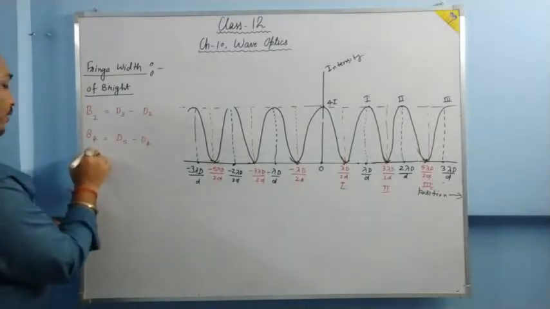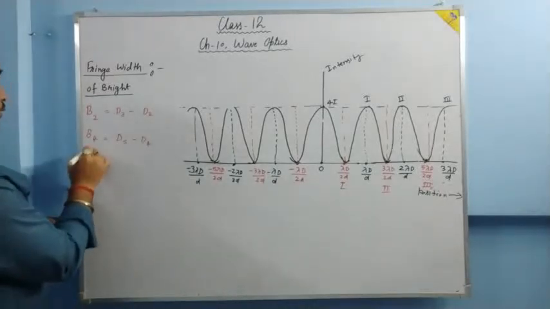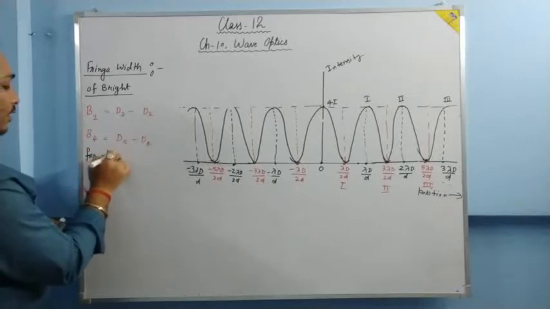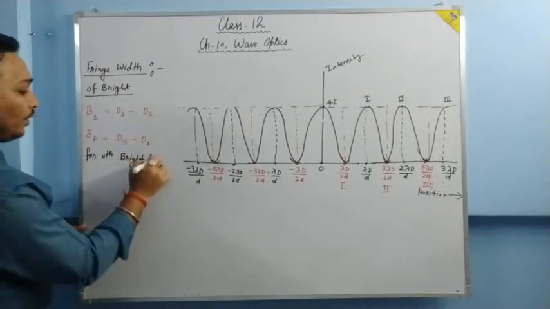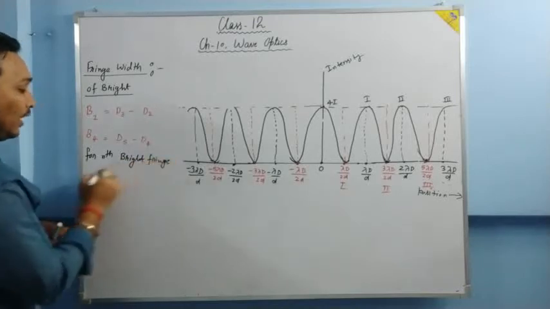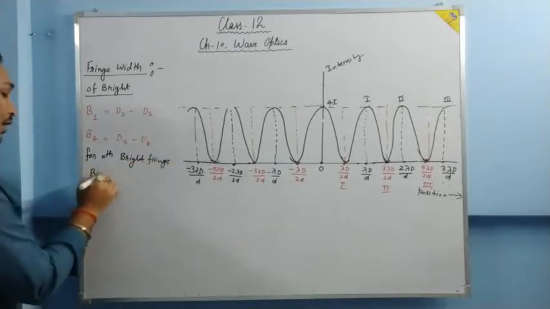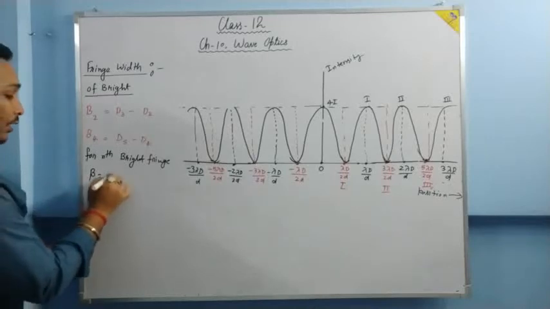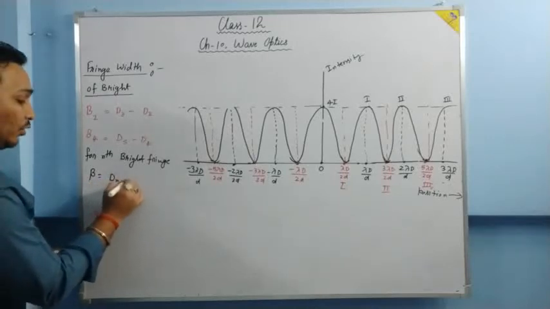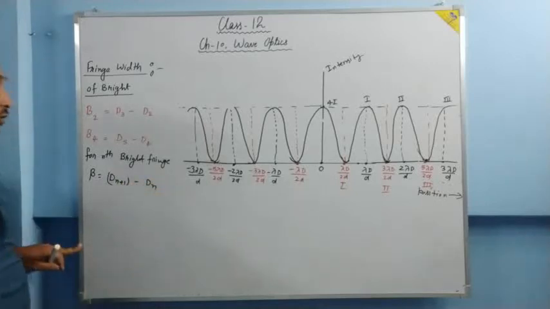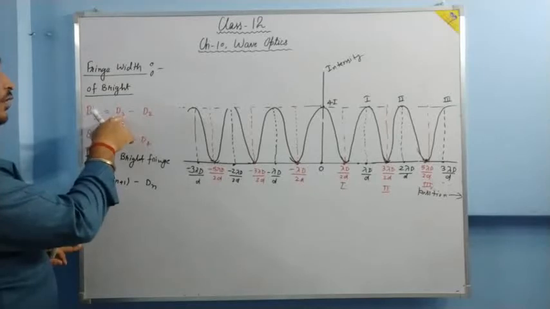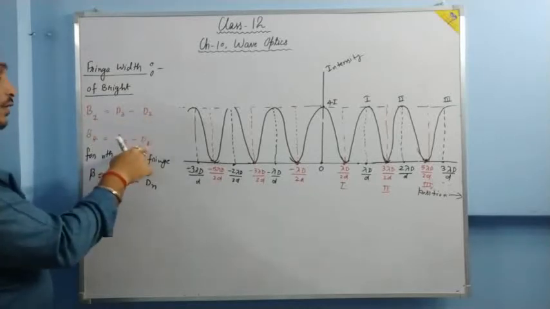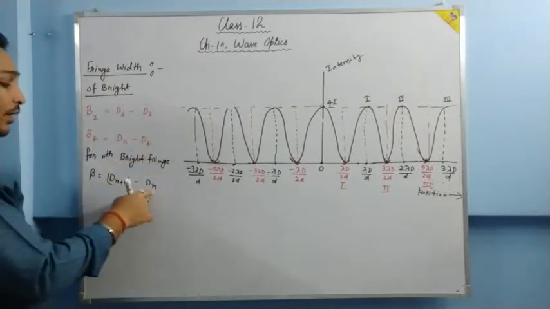for the nth bright fringe, we will have beta is equal to d(n+1) position minus d(n) position. Just see, 3 minus 2, 5 minus 4. So for nth, it is n plus 1 minus n.